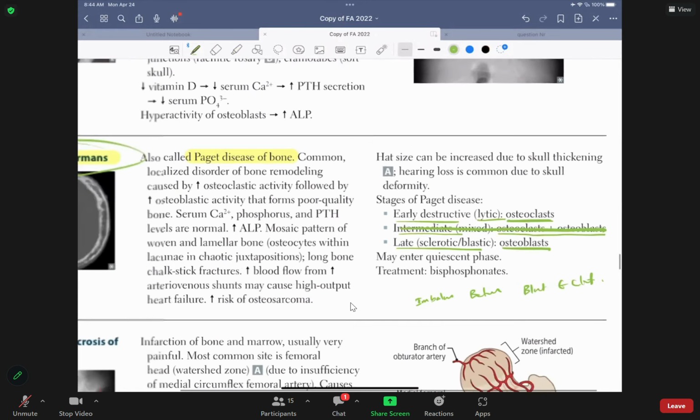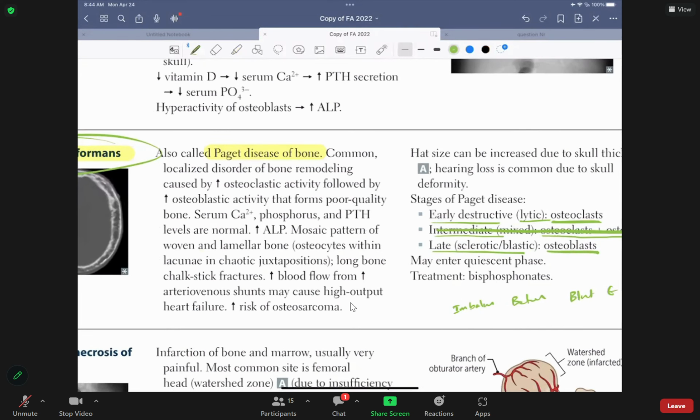I'm sure this wording is going to be there. It's a common localized disorder of bone remodeling caused by increased osteoclastic activity followed by increased osteoblastic activity that forms poor quality bone, folks. To make it simply one line, it's an imbalance between blast and clast. Are we clear, folks? Now, serum calcium and PTH, everything is normal here. We remember that when I told you in endocrine, osteoporosis and Paget disease both have normal serum calcium level.